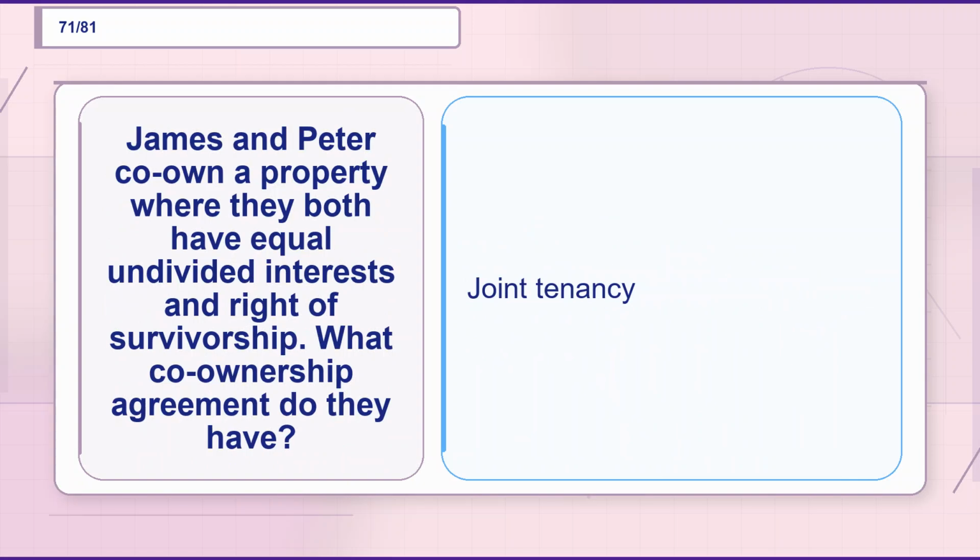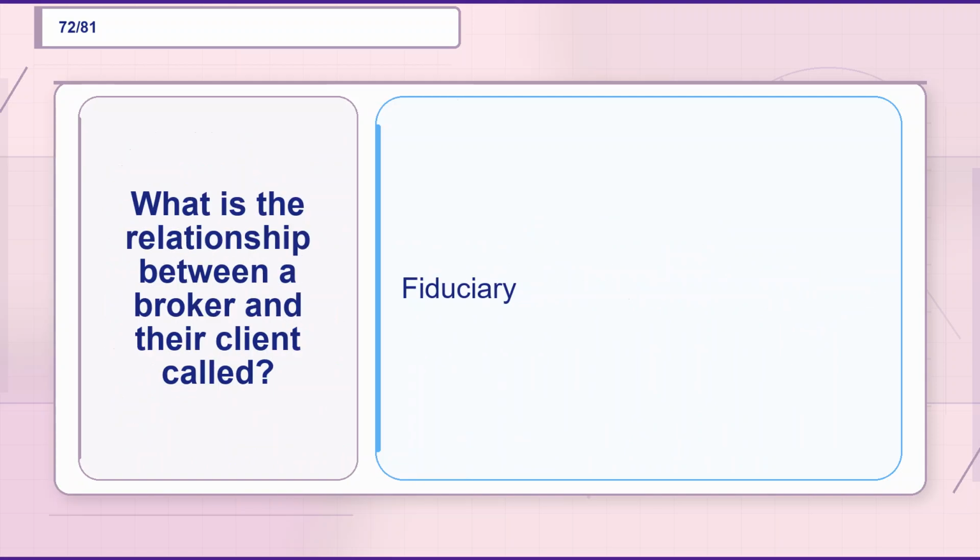Flashcard 71. Term: James and Peter co-own a property where they both have equal undivided interests and right of survivorship. What co-ownership agreement do they have? Definition: joint tenancy.